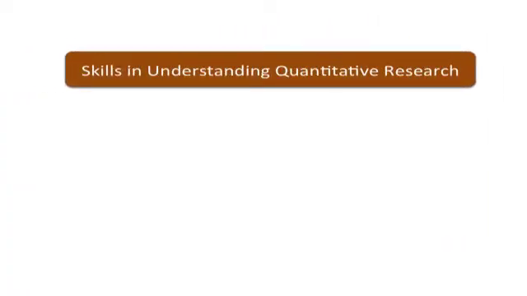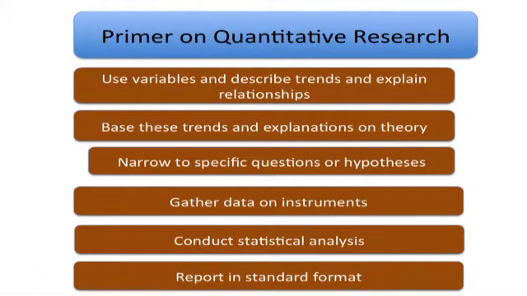So in order to do good mixed methods research, a person needs a good foundation in quantitative research. I put together some of the key elements of doing a good quantitative study. First of all, variables are central to doing this type of research. You identify your variables and use those then to describe trends and general relationships. Often these trends and explanations are based on some larger theory, some larger explanation. And then you narrow your study to specific questions, or in some cases it might be hypotheses.